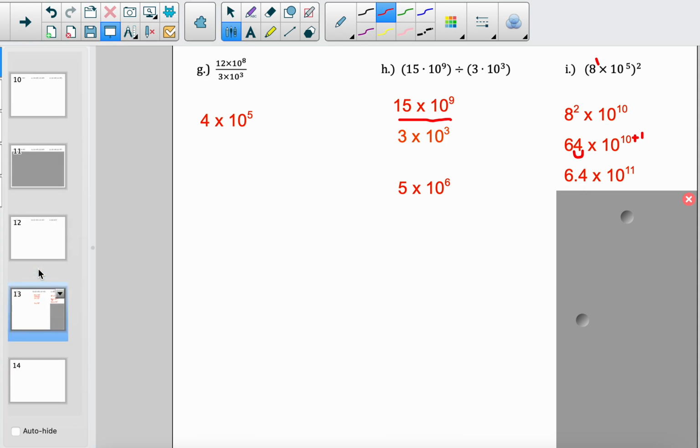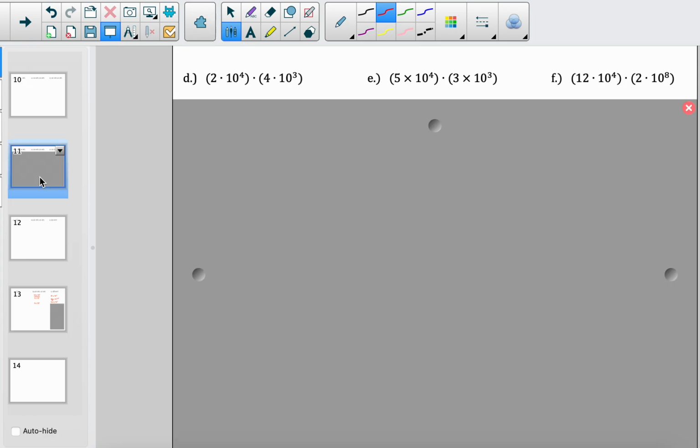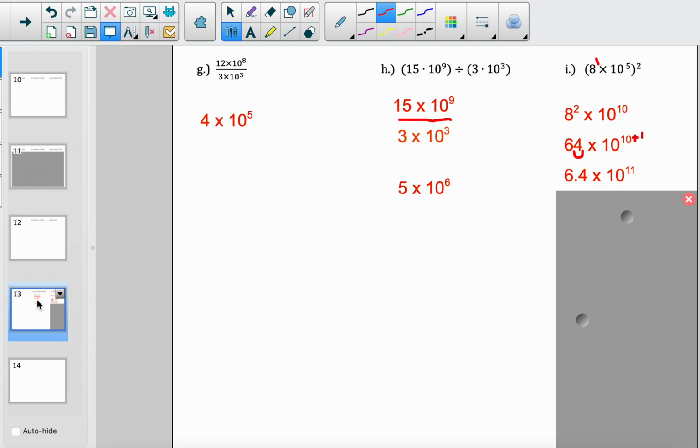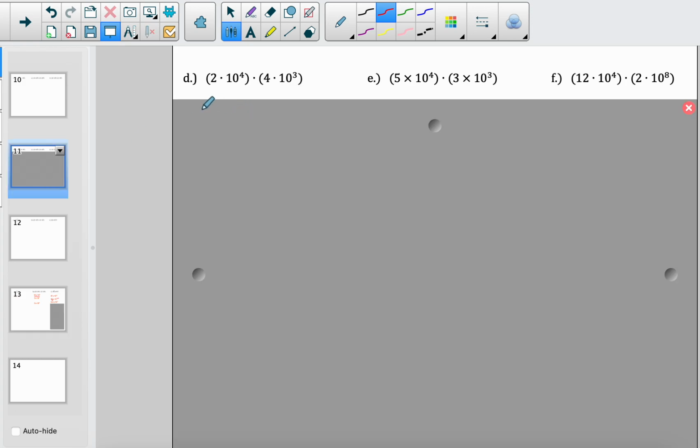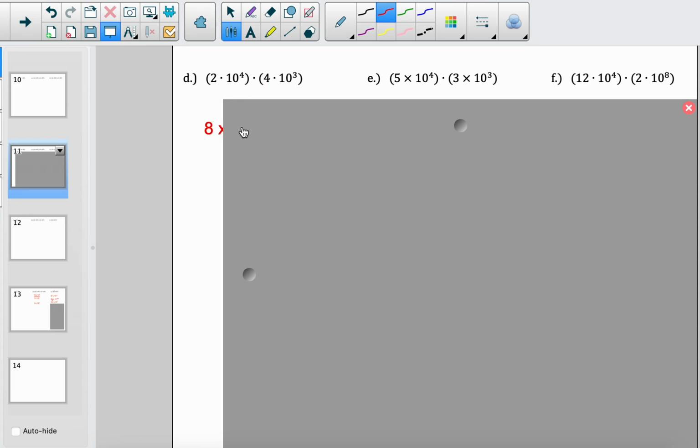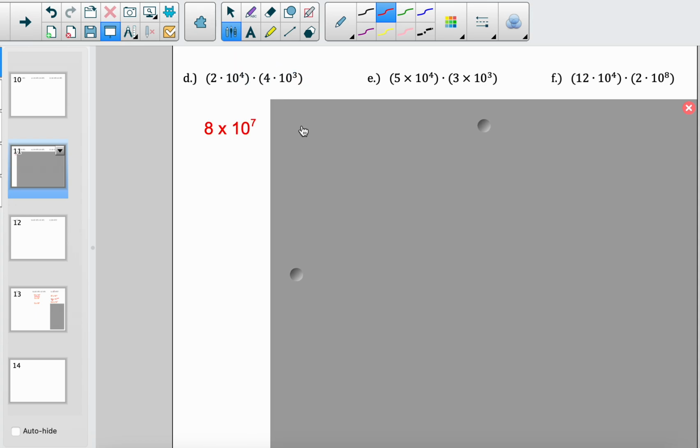Again, if you haven't tried those examples on your own yet, you can hit pause and try D, E, and F. I'm not quite sure why I accidentally skipped ahead to G, H, and I. If you were expecting to see those in order, I apologize. But here we go with example D. So 2 times 10 to the 4th times 4 times 10 to the 3rd. Your coefficients are 2 and 4. 2 times 4 is 8, and 10 to the 4th and 10 to the 3rd is going to result in 10 to the 7th.